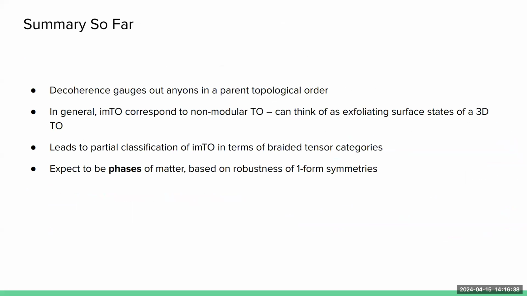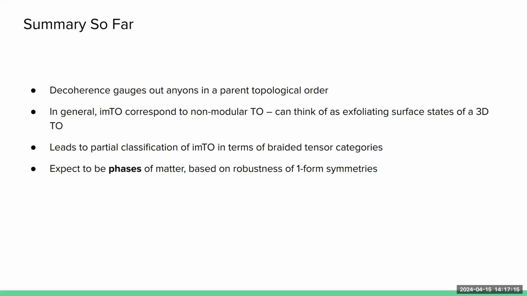So just to conclude this part of the talk, what I tried to argue is that we can generate intrinsically mixed state topological orders by applying certain decoherence processes to parent topological orders. This generates states which are characterized by non-modular topological order and can in a sense be thought of as exfoliating surface states of some higher dimensional topological order, in the sense that as pure states, these states can only be realized on the surfaces of higher dimensional theories. And so this leads to a partial classification of these density matrices in terms of braided tensor categories.